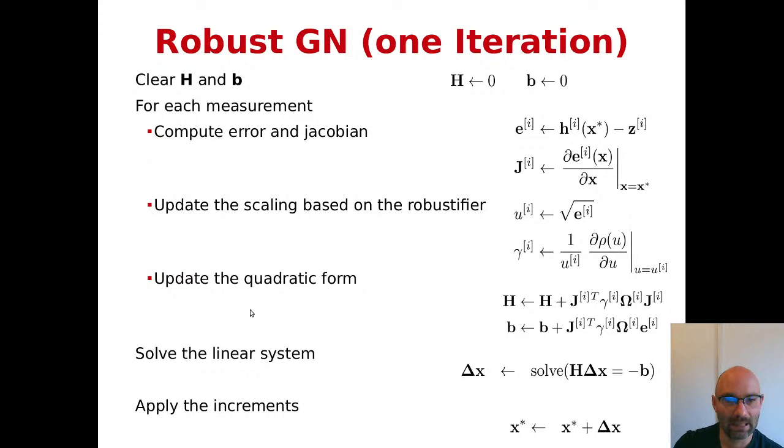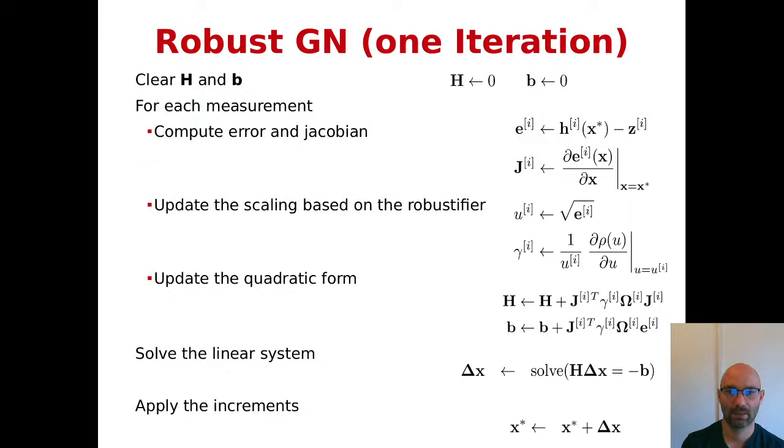And then, after doing that, you update gamma, you update the quadratic form with the new gamma, which is put in between the previous, the standard information matrix. So this term here is a number that is scaling down or up the information matrix in order to modulate the error. Then you solve the linear system and you apply the increments. So this block over here is the machinery that is induced by the robust cost function.